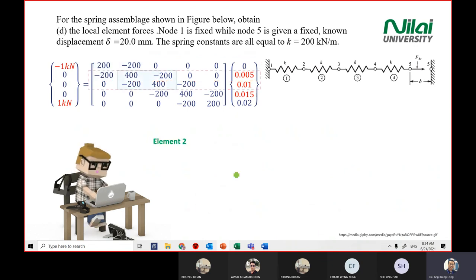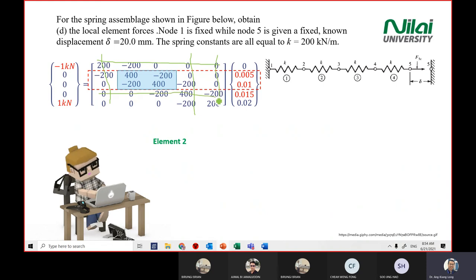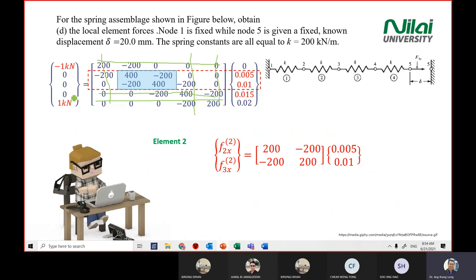Then we continue to find element 2. Element 2 consists of point 2 and point 3. So again, you go to the matrix and highlight the area that you're focusing on. 2 and 3 is the one that I highlight on the screen here. You close all the non-related sections in the matrix, and then you extract from the matrix. You write F2x superscript 2, it means element 2, and then F3x superscript 2, it means element 2, but point number 3. So you have the matrix here, you just copy from it.